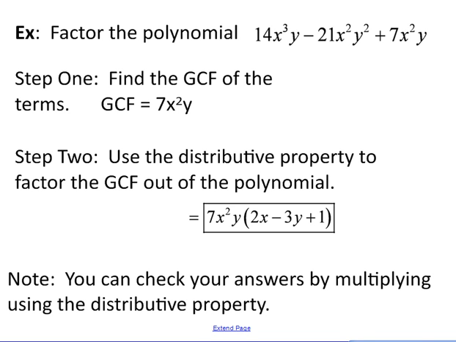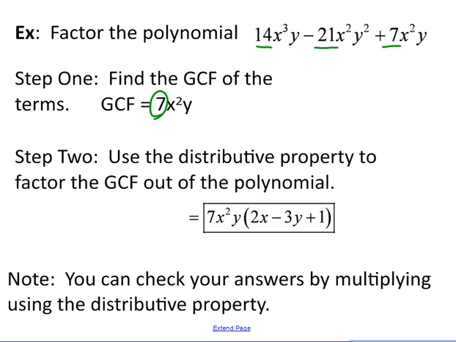Something with a few more terms: 14x cubed y minus 21x squared y squared plus 7x squared y. Want to factor out the GCF. Again, I'm going to look at the coefficients, those are the numbers. See what is the largest number that goes into all three of those. I've got 14, negative 21, and 7. You'll notice that 7 goes into all three terms.